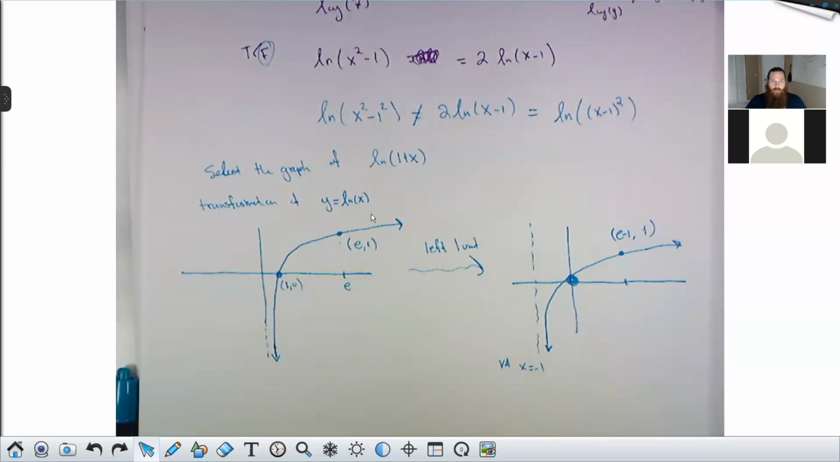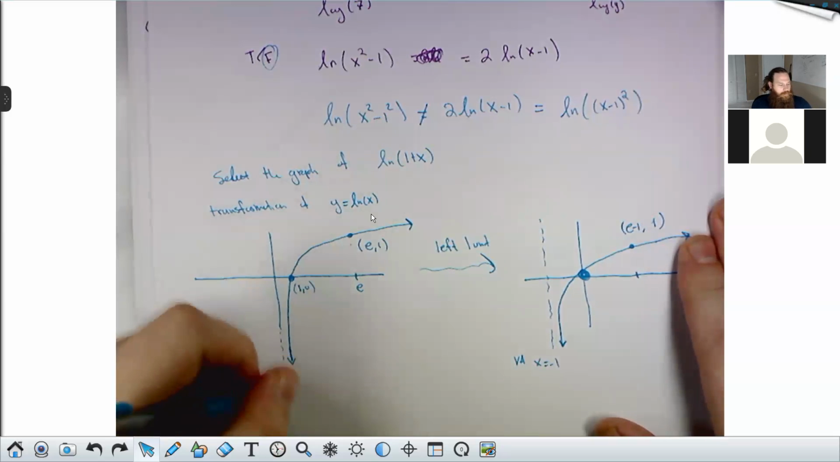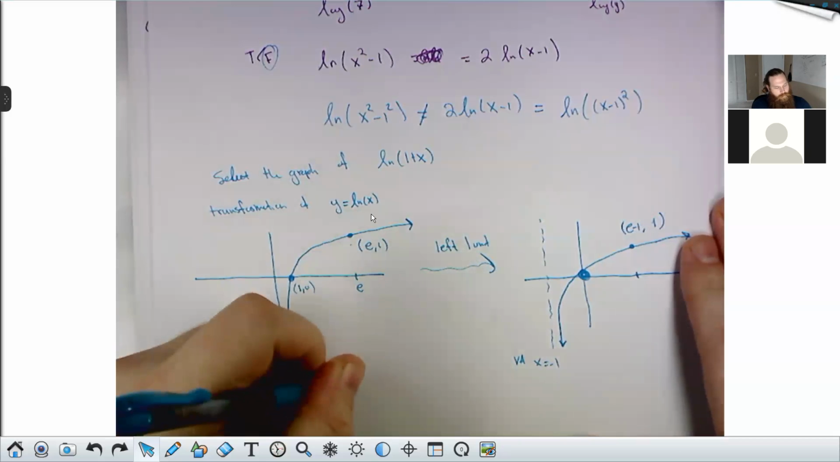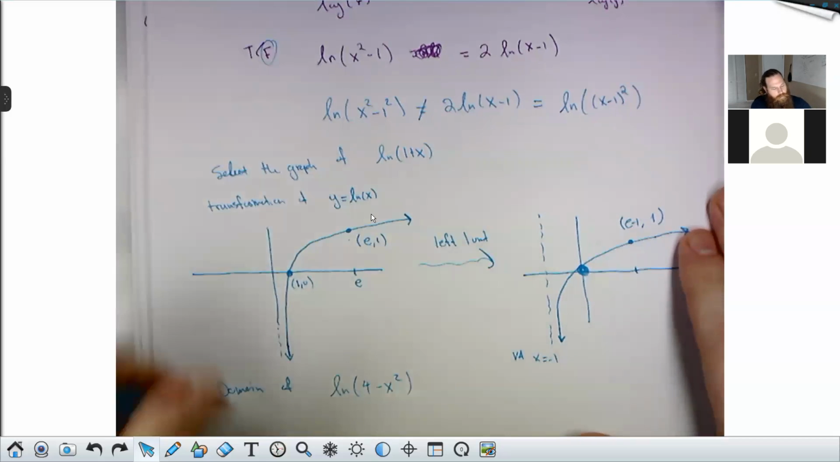Similar questions I could ask you about exponentials, right? How do you transform the regular exponential into something like shift left, up 1, that sort of stuff. I could ask you to find domains. Domain of maybe the natural log of 4 minus x squared. How would you find that?